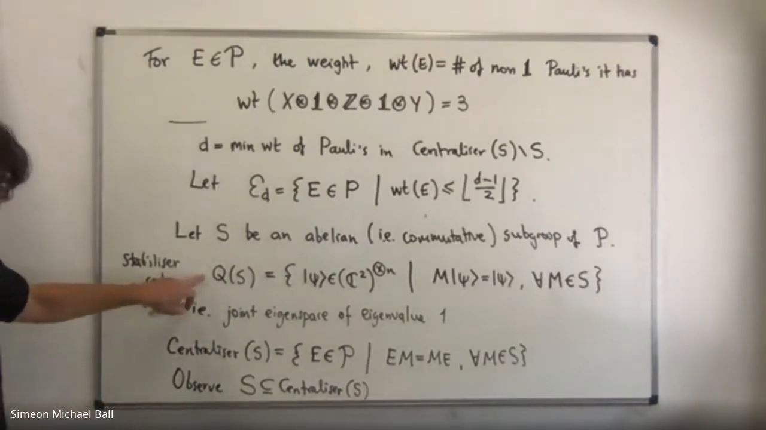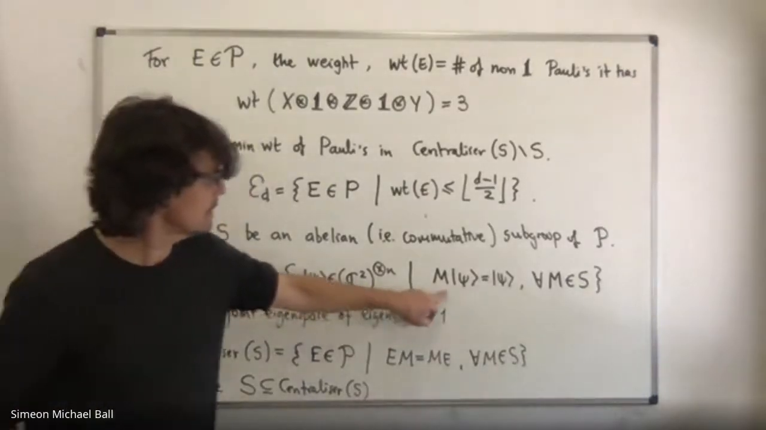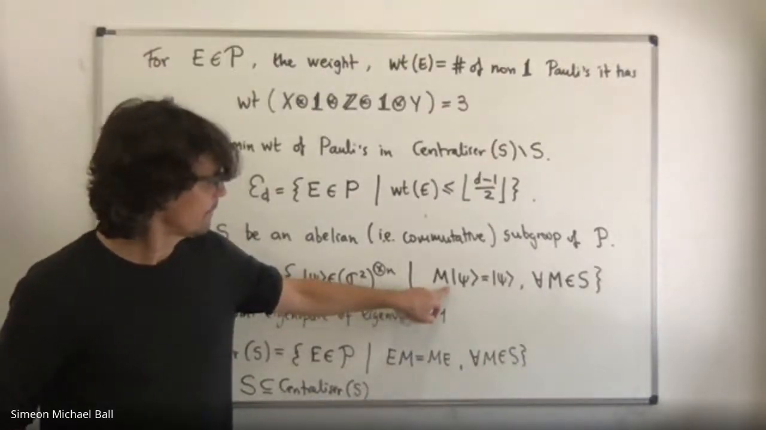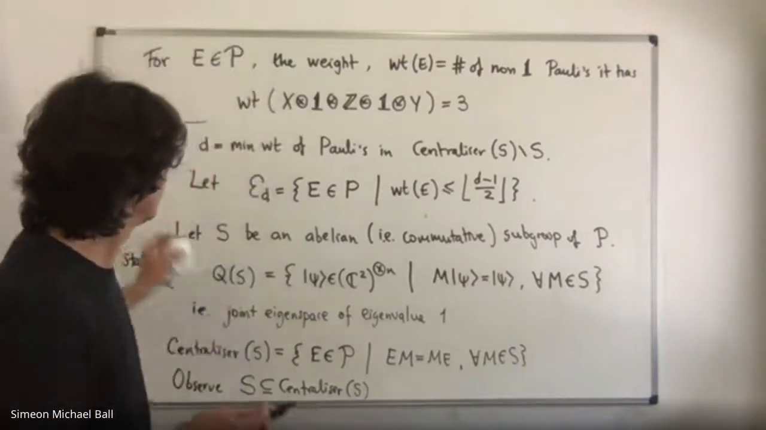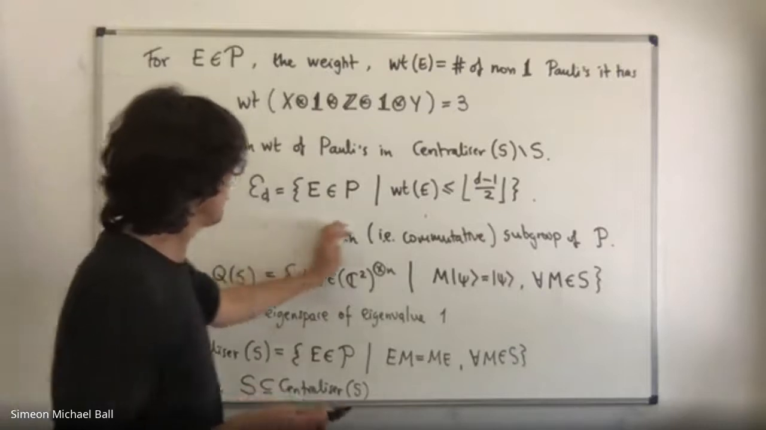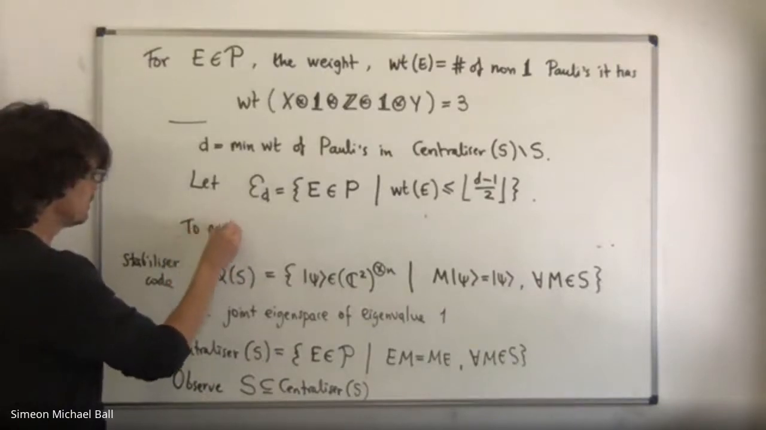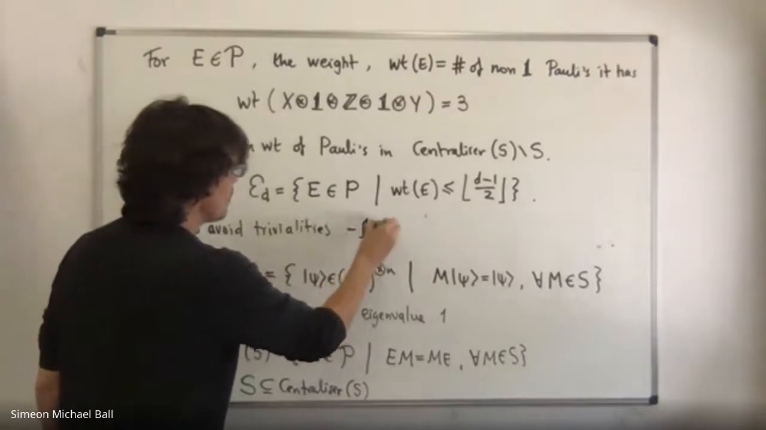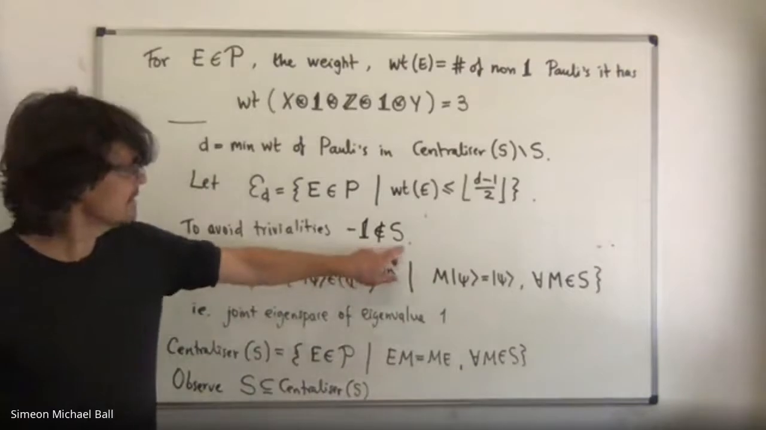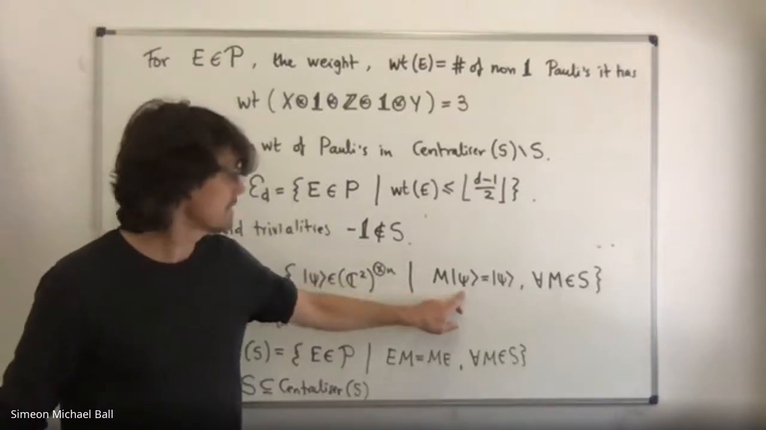Now, there's something we should observe here. S is going to be a subgroup of P, and Q of S is all the states in the Hilbert space which are eigenvectors of eigenvalue 1 of all the N in S. So to avoid trivialities, minus the identity should not be in S. Because if minus the identity is in our subgroup, then there are no vectors apart from the zero vector that satisfy this.